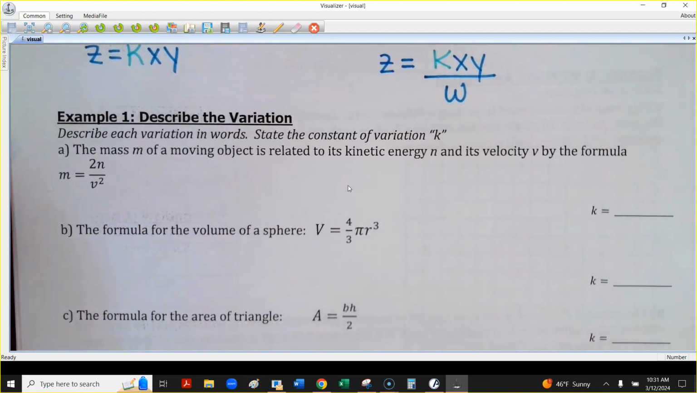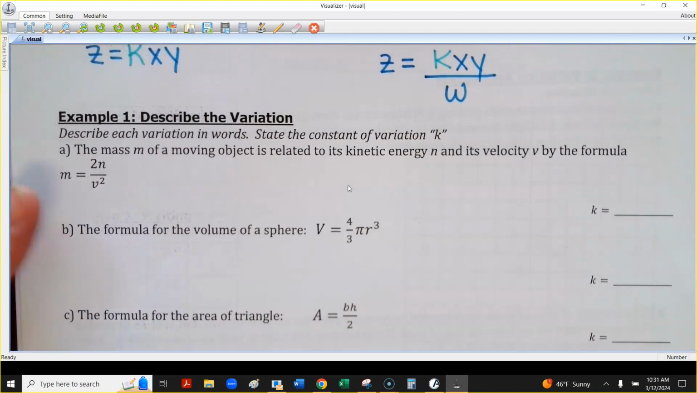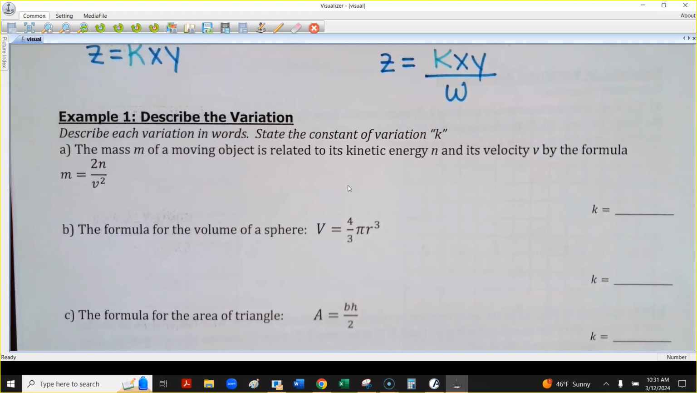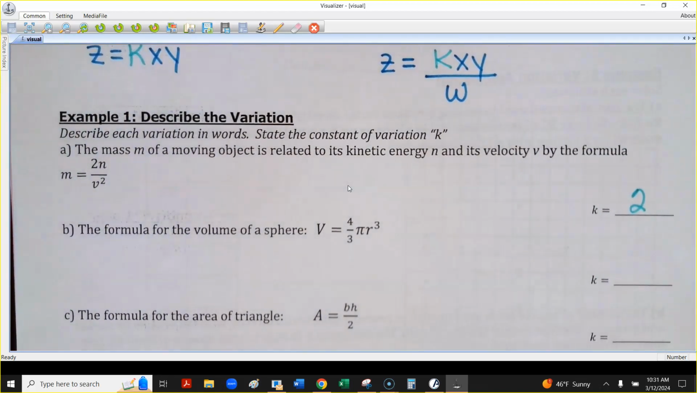Can anybody tell me the k value? Just looking at that equation, I have m equals 2n over v squared. What's the k value? It's 2, it's the number. Now, you will not see that in the description. Notice the questions we just did. I never said anything about a number, so that's why I had to remember to put k in. This is not part of the description.